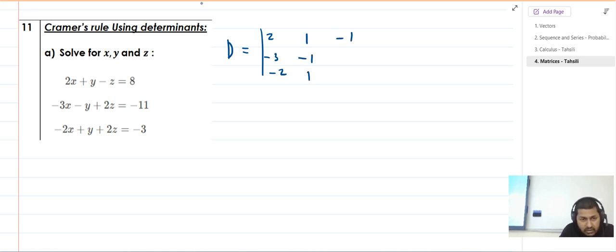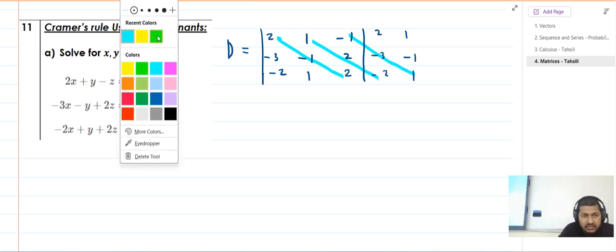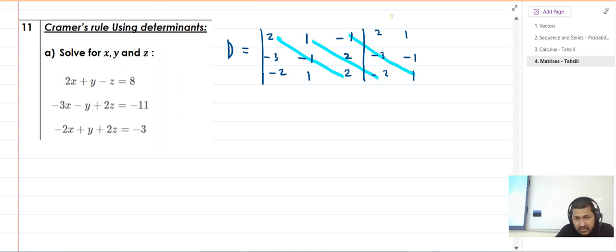Minus 1, 2 and 2 in the z column, right? And you know what to do, extend the first 2 columns. 2, minus 3, minus 2, 1, minus 1 and 1, right? And let's look at the down diagonals. There's the down diagonals, right? And let's look at the up diagonals, the positive diagonals, right?